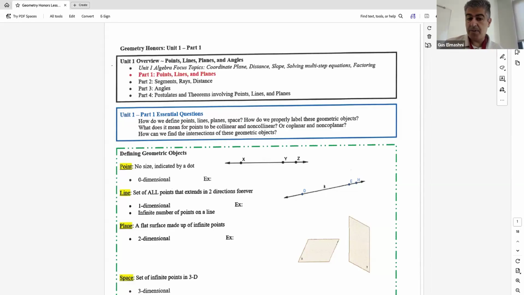How do we define points, lines, planes, and space? How do we properly label these geometric objects? What does it mean for points to be collinear and non-collinear, or coplanar and non-coplanar? How can we find intersections of these geometric objects?